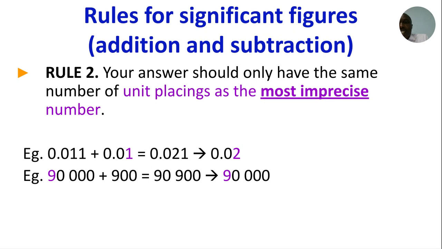So we are saying that, for example, rule number 2 says that your answer should only have the same number of decimal places as the most imprecise number. So this is the most imprecise, this is more precise. This has 3 decimal places. This has 2 decimal places. That means we shall write our answer to only 2 decimal places.